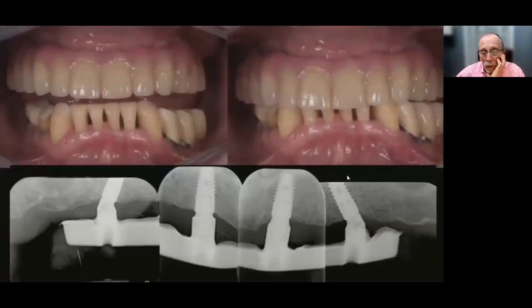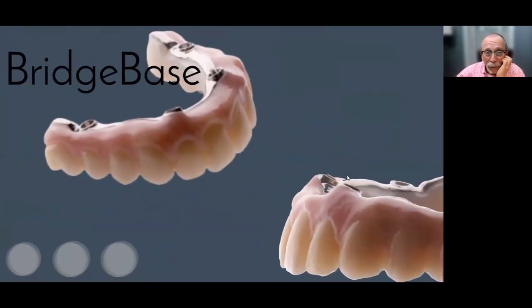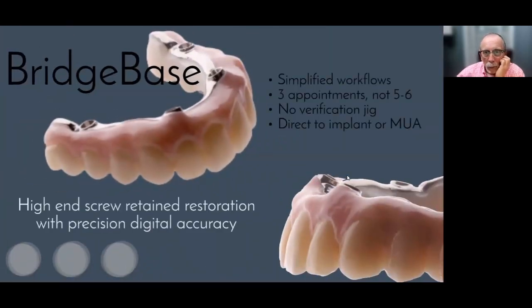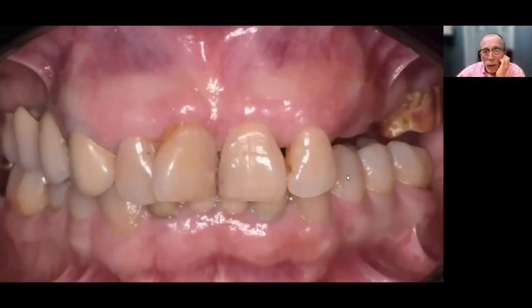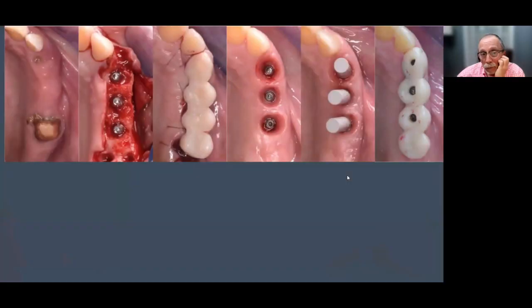And I asked Dr. Montana in Chicago this year how many he had done. And he said dozens. And I said, how many have not fit in the mouth? And he said, one. I said, that's just awesome. So again, this is just one product called Bridge Base, but it really works well. It's a very simple process. It can be done with full arch, but it can also be done for 3 or 4 unit bridges.